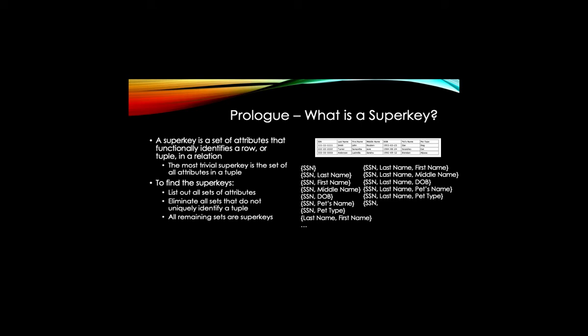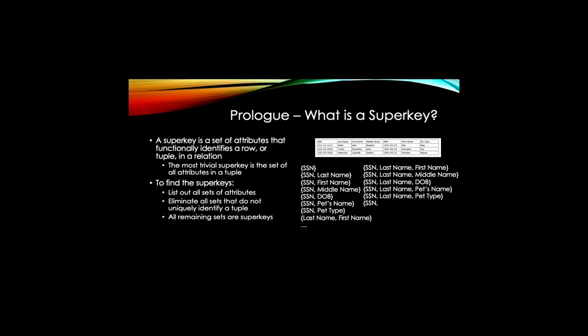The next set is social security number and last name. The next set is SSN and first name, and so on and so forth. And those are all the first and second order attributes. Then I can go to the combinations of third, and so on, until I get all the way out to all 7 columns of this thing.